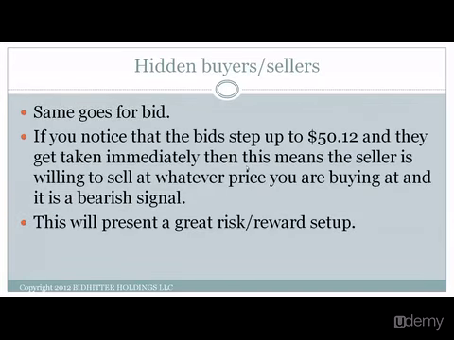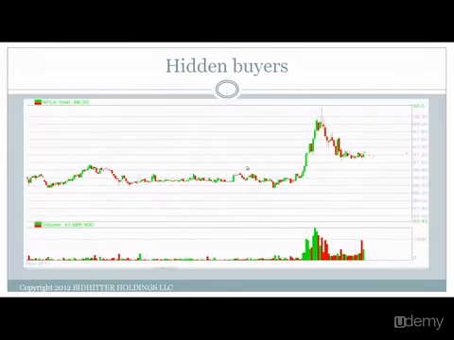Same thing goes for the bid. If you notice the bid step up to 50.12 and they get taken immediately, they get hit, and the bid steps back down to 50.10, that means there's a seller there willing to sell whatever price you're buying at, and that's a bearish signal as well. And that also provides a good opportunity for a trade.